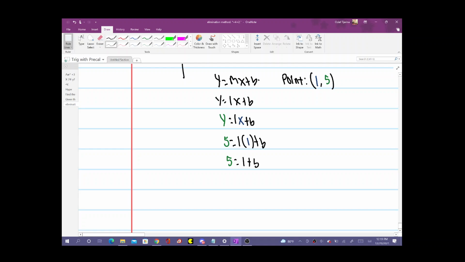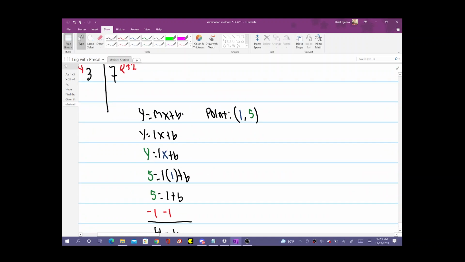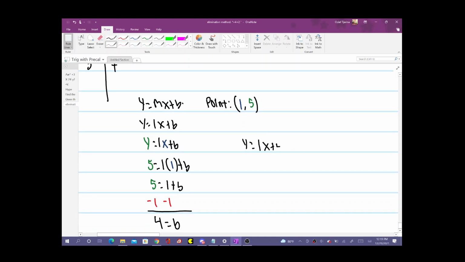So this becomes 5 equals 1 plus b. Then how do we solve for b? We subtract 1 on both sides. We get 5 minus 1, which is 4, equals b. So we finally have our b. So y equals 1x plus 4, or y equals x plus 4. This is our final answer.